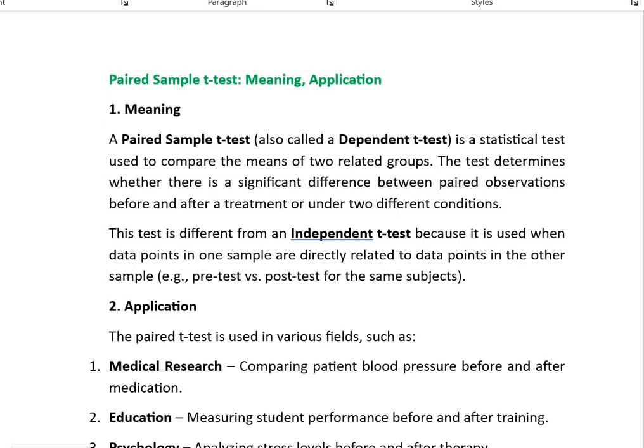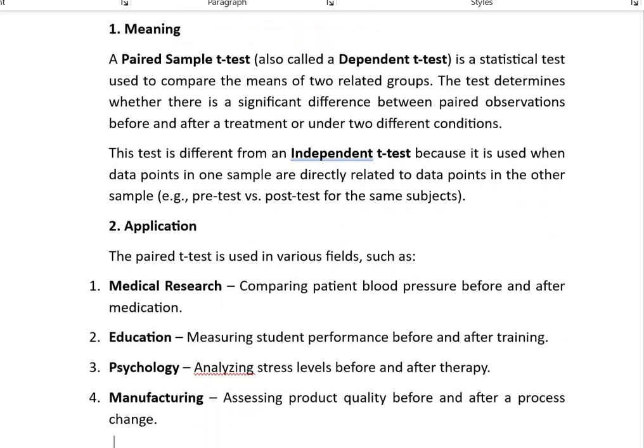In the paired sample t-test, we have two related groups we are going to compare. That is the same respondent before and after the changes. We are going to compare the difference and calculate the t-value. The t-test is used in medical research, education, psychology, and the manufacturing industry. In such cases we use the paired sample test.